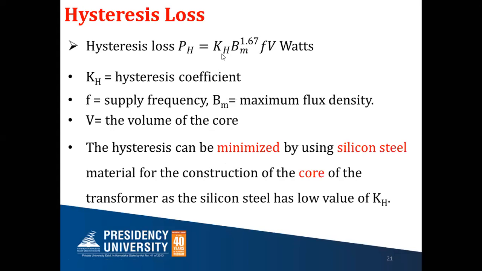Right. So this is the formula we use for finding the hysteresis loss, and of course it's a power loss, so the unit will be watts. So the hysteresis loss is equal to KH, the hysteresis coefficient, a constant, into Bm, the maximum flux density raised to 1.67, into supply frequency, into V, the volume of the core, in watts. Just keep this in mind, no need to work on it much, but if they ask what the mathematical formula for hysteresis loss is, you can write the same equation.